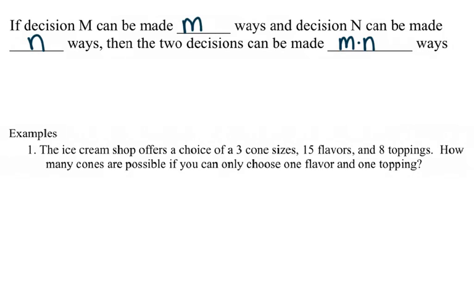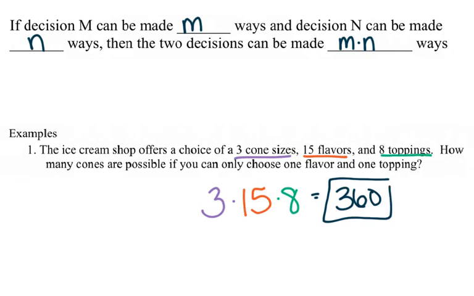If you look at number 1, the ice cream shop offers 3 cone sizes, 15 flavors, and 8 toppings. And we want to figure out how many cones are possible if you can only choose 1 flavor and 1 topping. So here's what the counting principle says. If there are 3 different cone sizes, and there are 15 different flavors, and there are 8 toppings, then I just have to multiply them all together. So when you multiply them, you get 360. So there are 360 ways that you can choose 1 flavor and 1 topping.